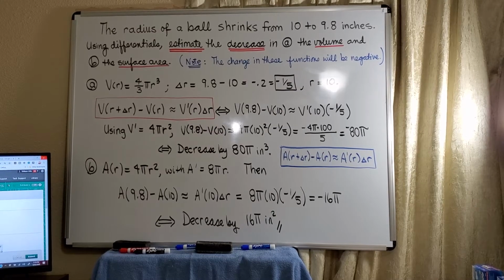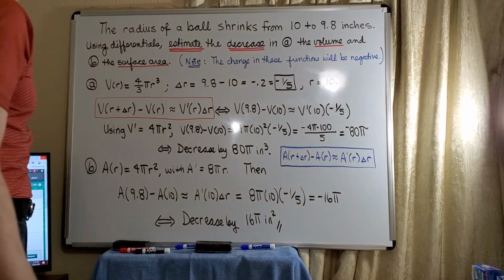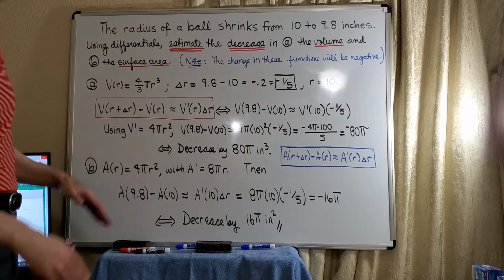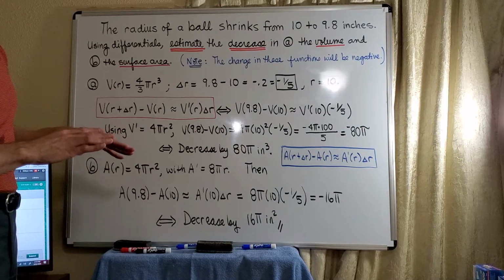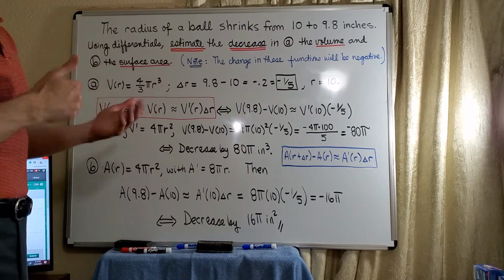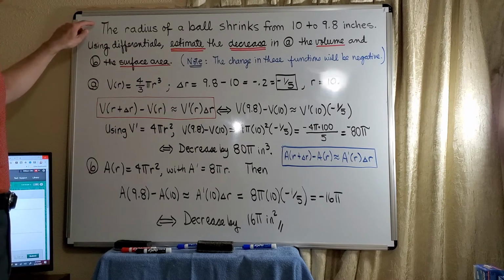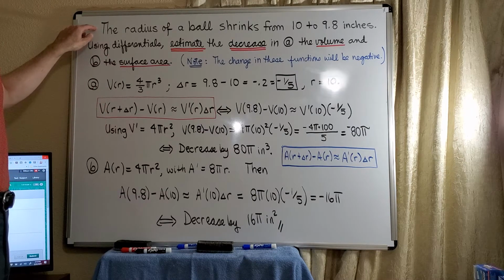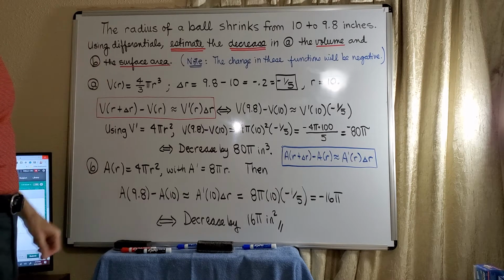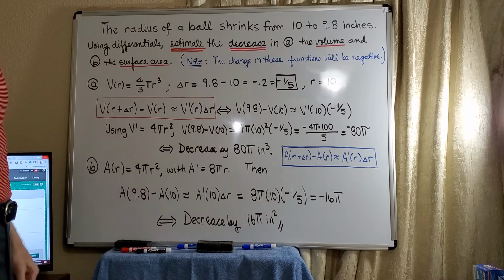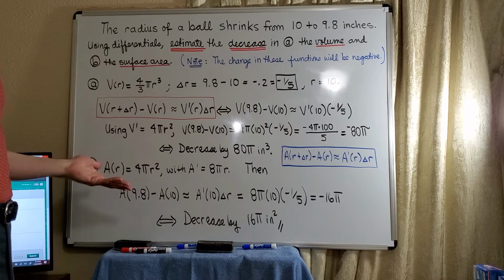Let's do another approximation by differentials. In this problem, we augment the procedure a little bit to solve a different kind of problem. We've got the radius of a ball shrinks from 10 to 9.8 inches. And what we're asked to do is, using differentials, estimate the decrease in the volume and the decrease in the surface area.